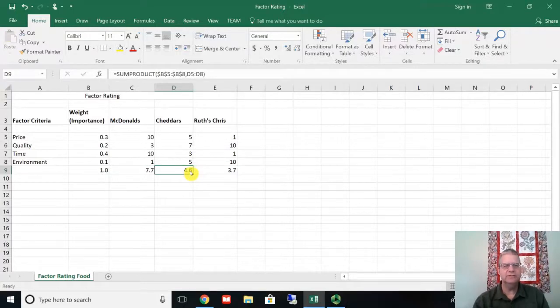And let's just check, see if it looks right. Sum product, I'm still summing what's from B5 to B8. So I'm still getting those weights. And now I'm getting D5 to D8. I'm getting the scores for Cheddar's. And let's just make sure Ruth Chris looks the right way. Again, I'm getting B5 to B8, so I'm getting my weights from the correct column B. And I'm picking up column E for Ruth Chris. So what's this tell us?